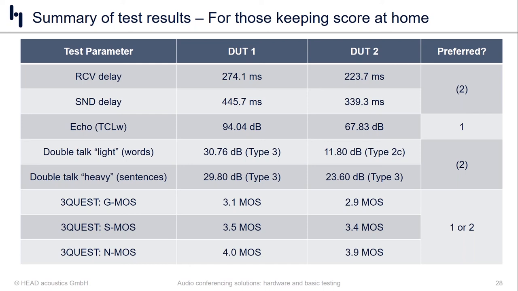Now, finally, ThreeQuest. The ThreeQuest scores were fairly even. We could take or leave either one. They're both acceptable. We don't really have a strong preference one way or the other. So in our opinion, looking at this, we see that maybe device number two is going to be slightly preferred for conversational situations. But that's not to mean that device number two is good. There's still lots of room for improvement. So I will leave you with this rhetorical question. Which one would you pick based on these key performance indicators?